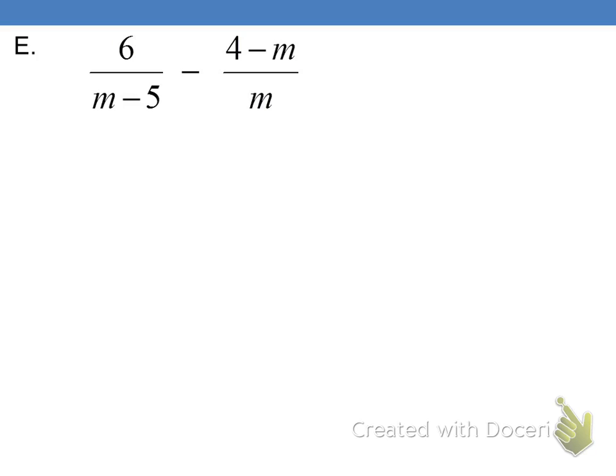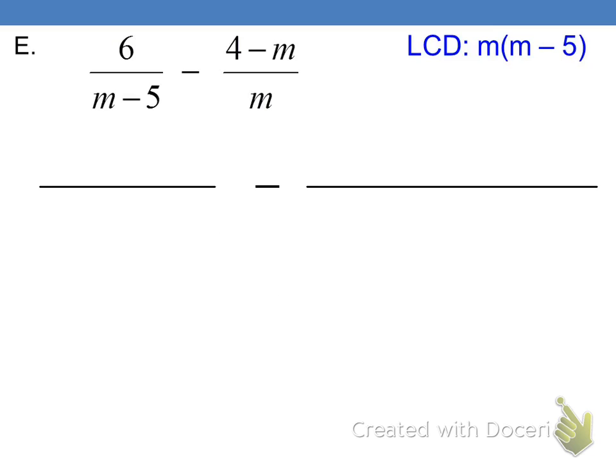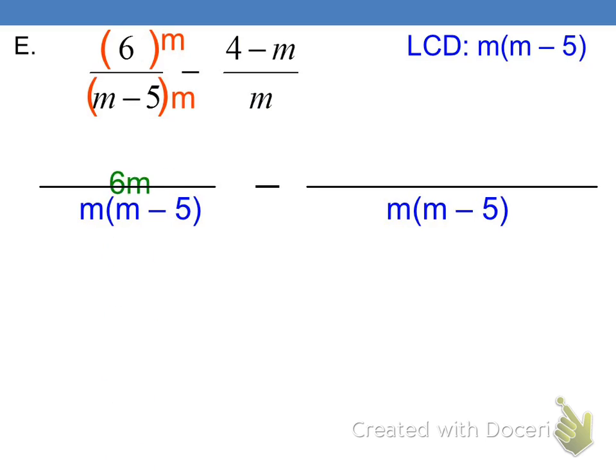Well, what is the LCD going to be? M minus 5 times M. Good. So my LCD needs an M and it needs an M minus 5. It needs both parts. What am I going to multiply the first one by? M over M. That gives me 6M. What am I going to multiply the second one by?